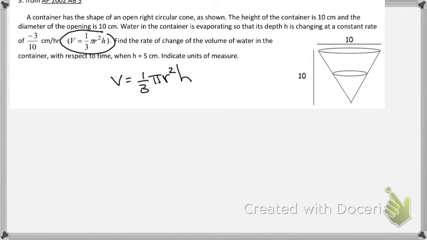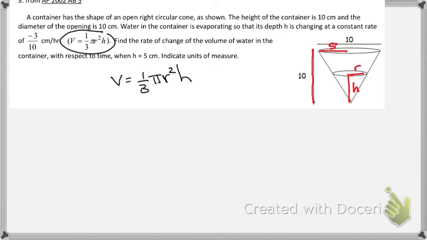Okay, so the key to this problem, this is a related rates problem, is remembering that there's a proportion going on, okay? Make sure you read it carefully. The size of the container they give you, the radius is 5 and the height is 10, and those two things aren't changing, so we put them on the figure. But the radius of the water is changing as this container either fills or empties with water. It's evaporating, so it's emptying.